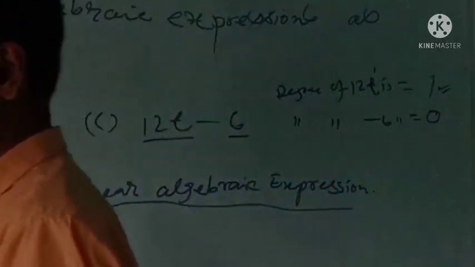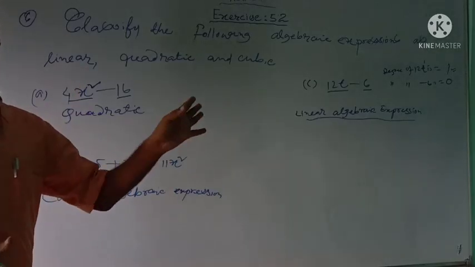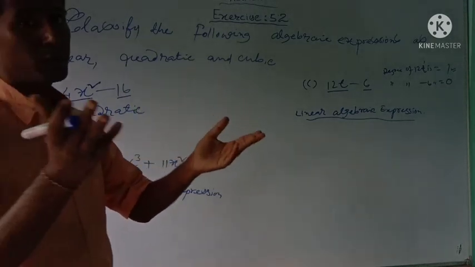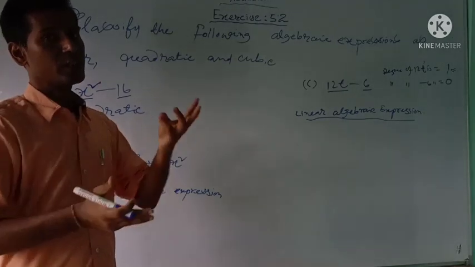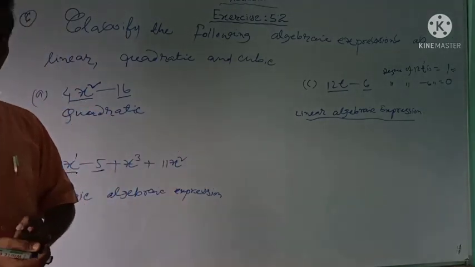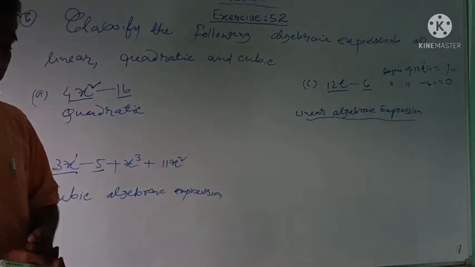It's very simple. We have to observe the degrees of each and every term of an expression. First of all, we'll find out the terms and we'll find the degrees of the terms, and the highest degree of the terms will be considered as the degree of the expression. If the degree of the entire expression is 1, it will be a linear equation. If the degree of the entire expression is 2, it will be considered a quadratic equation, and if the degree of the entire expression is 3, it will be considered a cubic algebraic expression. All right.